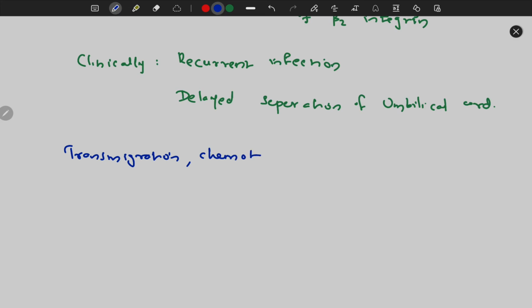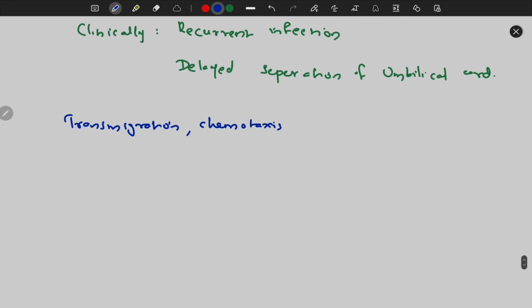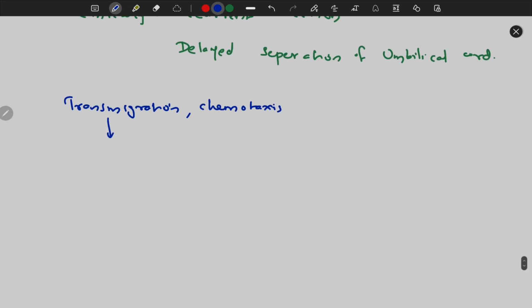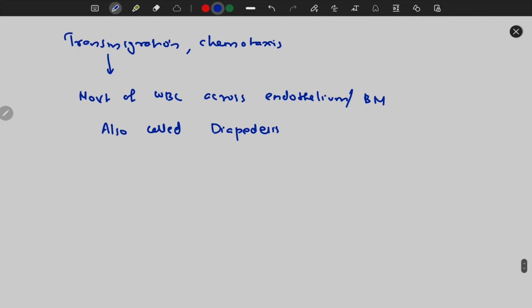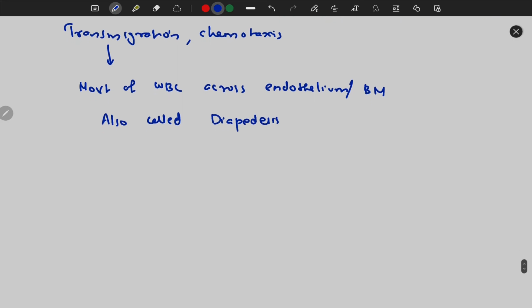Then chemotaxis will appear. So what is this transmigration? It is the movement of the leukocytes across the endothelium and the basement membrane. This transmigration can also be called diapedesis.